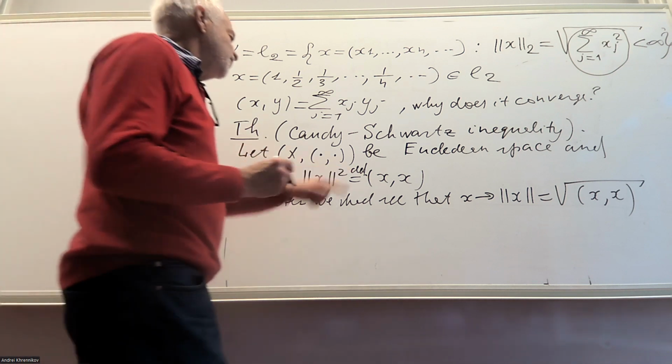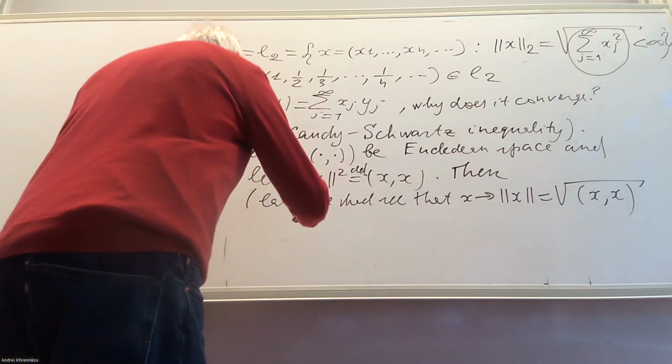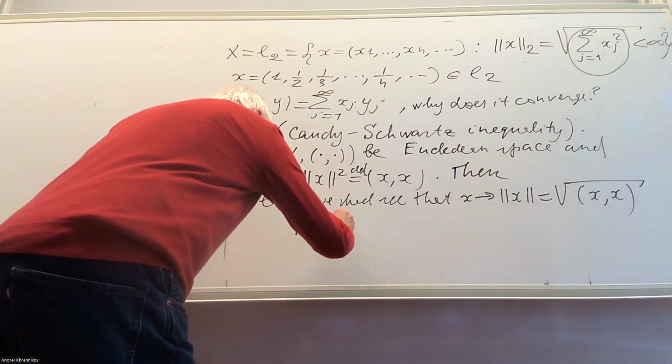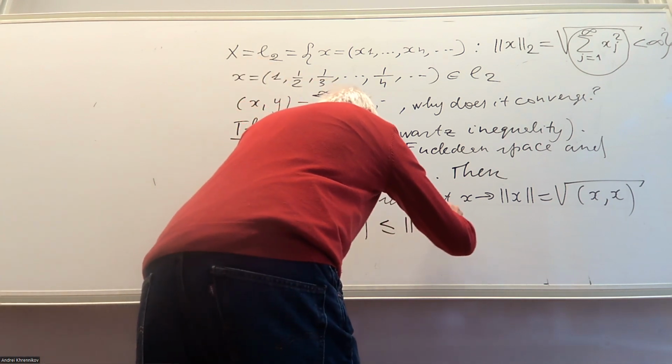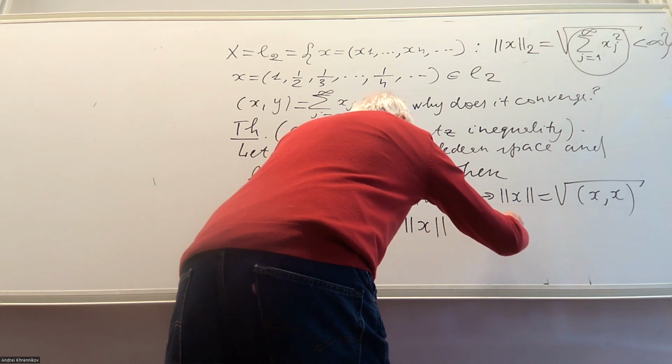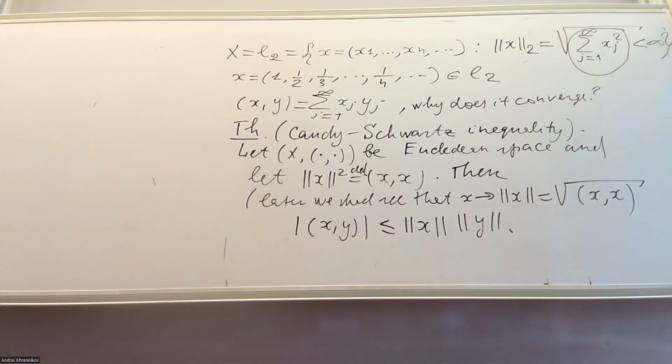So let's redefine it. Then the following inequality takes place. The scalar product of x, y is less than or equal to the product of norms, where the norm is defined in this way, the square root of (x,x) and the square root of (y,y). This is precisely this famous Cauchy-Schwarz inequality.